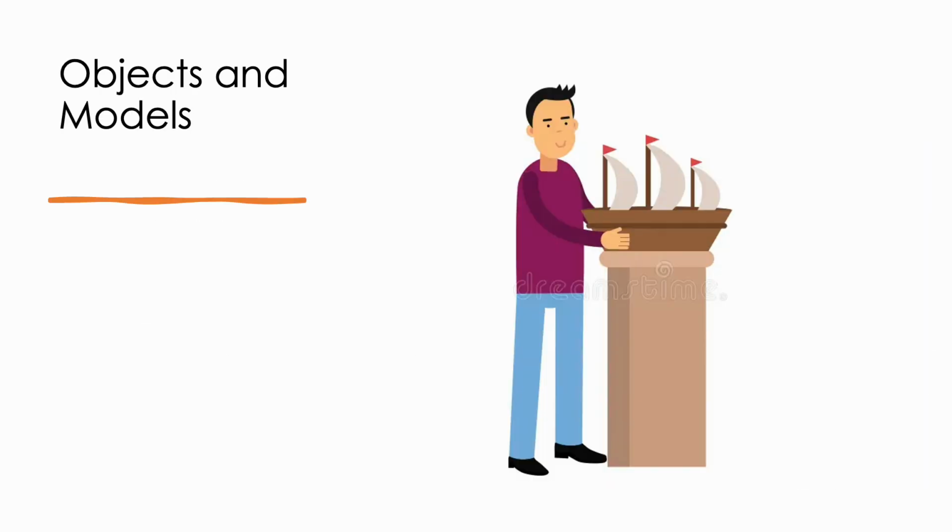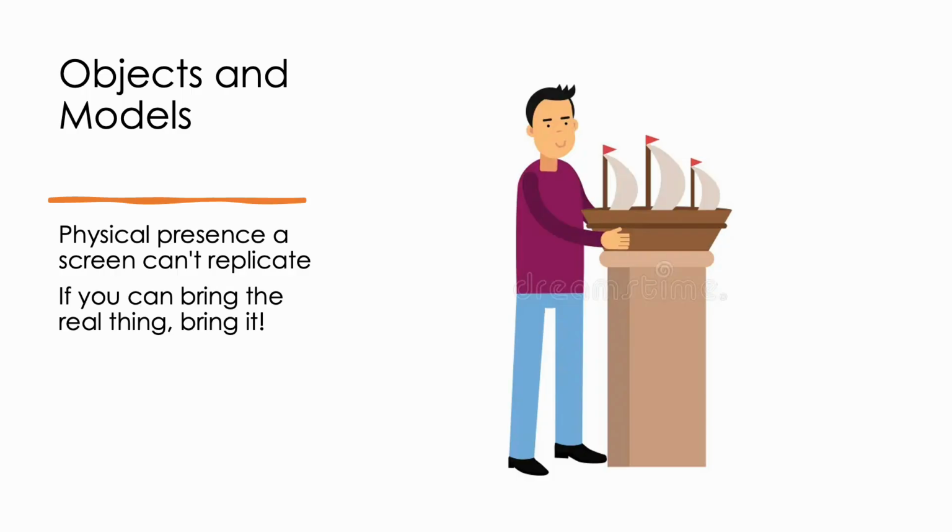Objects and models. Sometimes the most powerful visual aid is a physical thing: a prop, a product, a model, something you can hold up or even pass around. So if you're speaking about a piece of equipment, bringing it in is always more effective than showing a photo of it. Three-dimensional objects have presence that a screen just cannot replicate.